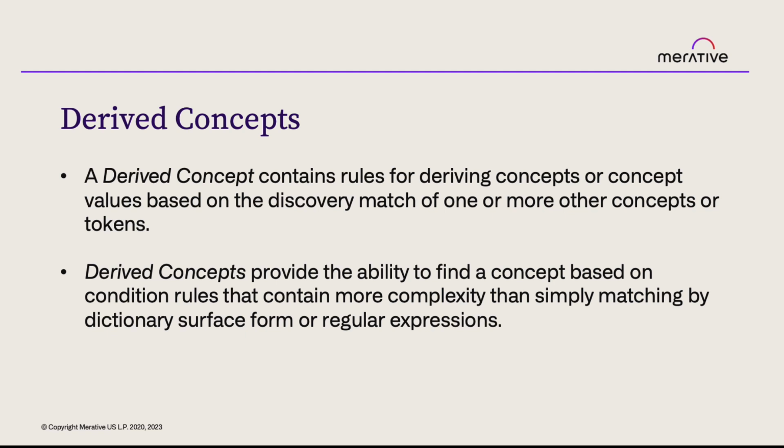Derived concepts provide the ability to find a concept based on rule definitions that have more complexity than simply matching on dictionary surface forms or by regular expressions. Derived concepts allow you to define multiple concepts or tokens that must be present in the text. They allow you to indicate if there are multiple instances of a concept to be matched. And they allow you to control the order in which the concepts can occur. Switching now to my demo to help illustrate things further.